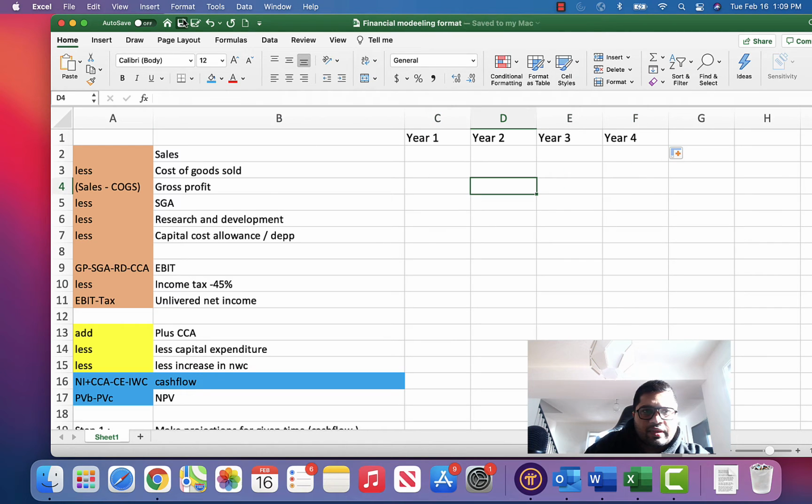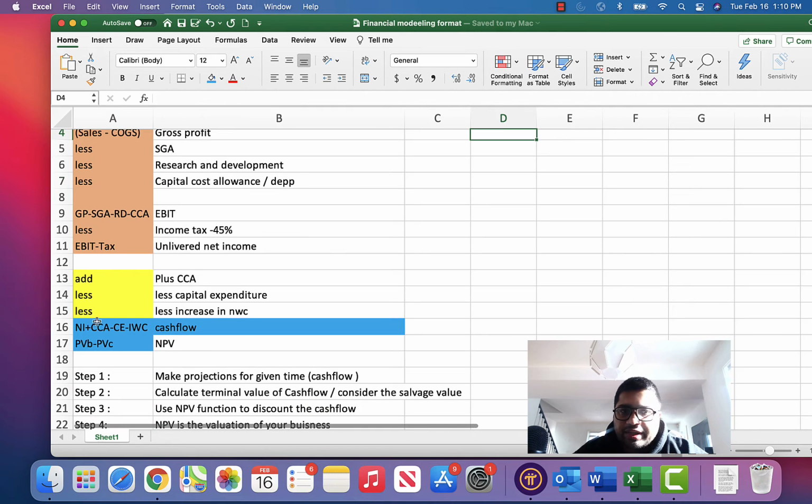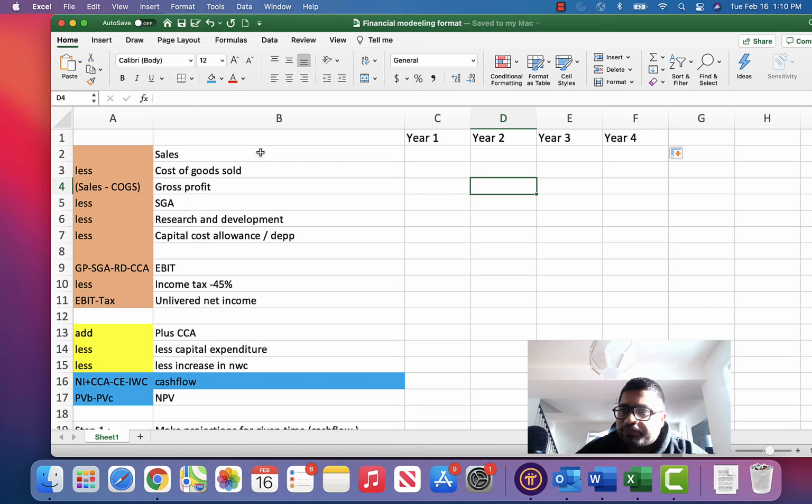Okay, then you have some items where you get to cash flows. You start with sales, right? What are the sales that are happening? Then you have cost of goods sold. Then you subtract cost of goods sold from sales, you get gross profit. From gross profit, you subtract SG&A, selling and general expenses. You subtract research and development expenses. You subtract depreciation. In Canada, it is also called CCA, capital cost allowance. Then you get EBIT, earnings before interest and tax.